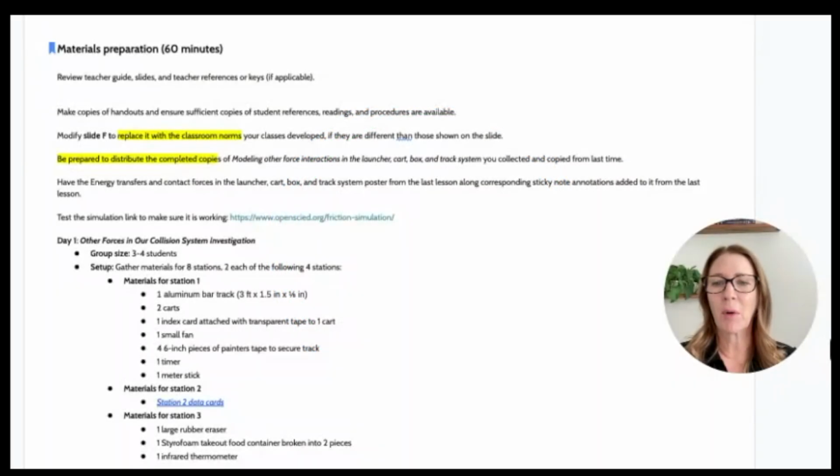In this video, I'm going to walk you through the prep for Lesson 9 of Unit 8.1 from OpenSciEd. Okay, so this is a station investigation lesson. So there's going to be some prep around setting up the stations. You can see here we've got the 4 stations that are described below.